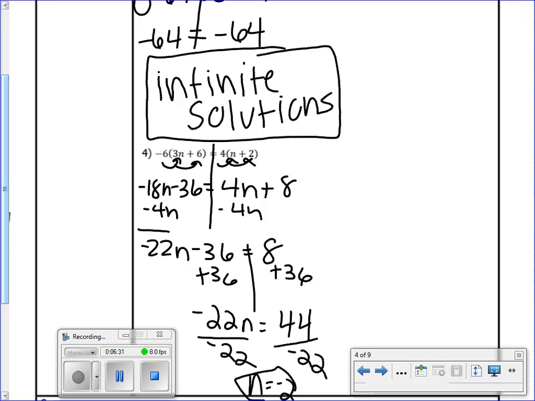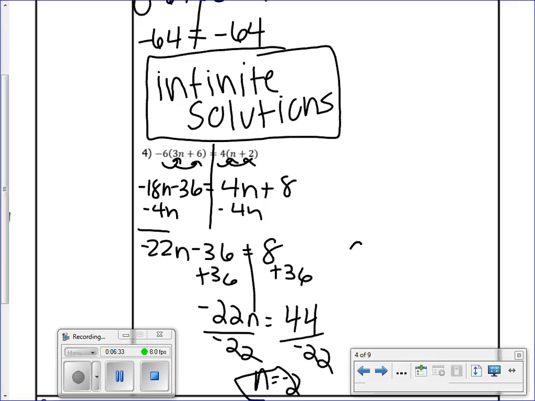We have one answer, so we have one solution. The only answer that works for this particular problem is n equaling negative 2. Negative 2 is the only number you can plug back in for n for the equation to hold true. So it's one solution.